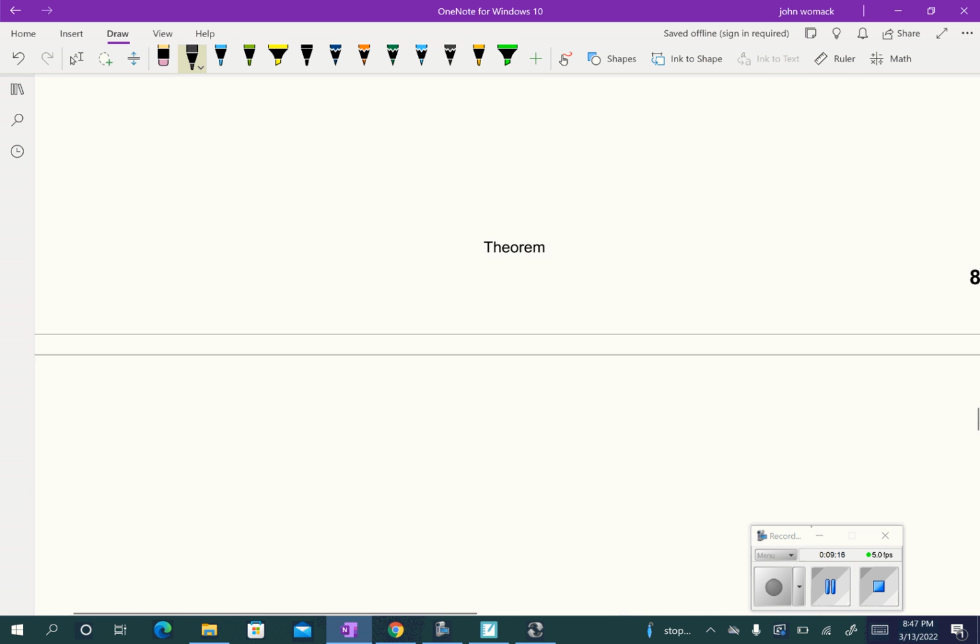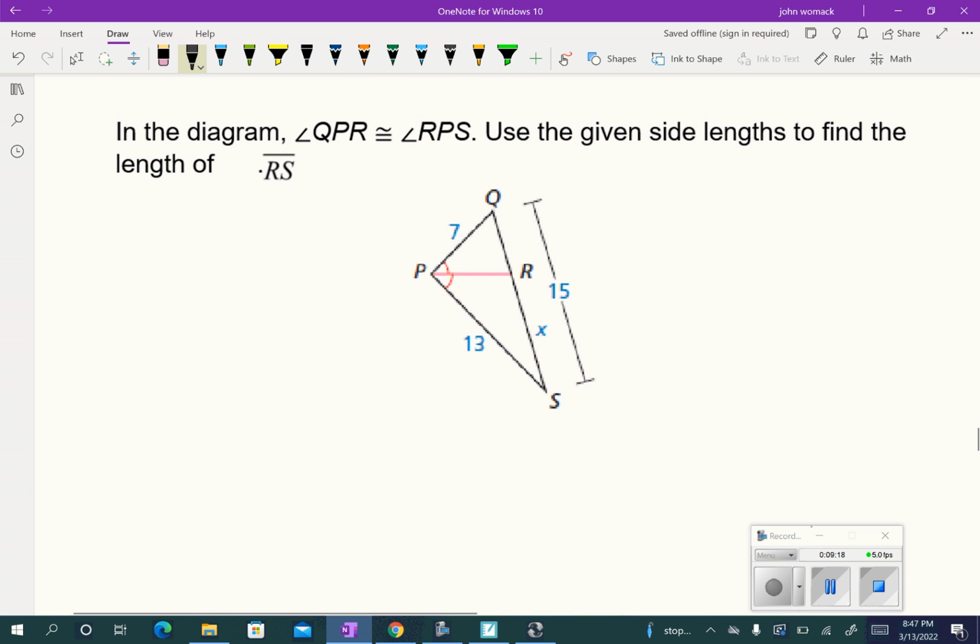All right, so here's some examples of that. First of all, notice it tells us that QPR, which is that angle, is congruent to RPS, which is that angle. Well, what that means is that PR is the angle bisector, so it cuts it in half. It says use the side lengths to find the length of RS. So we're trying to find this piece right here.